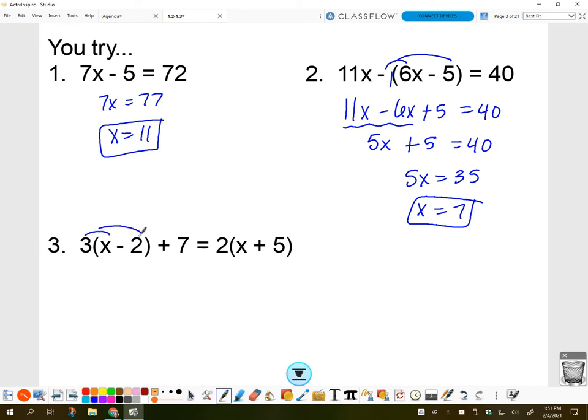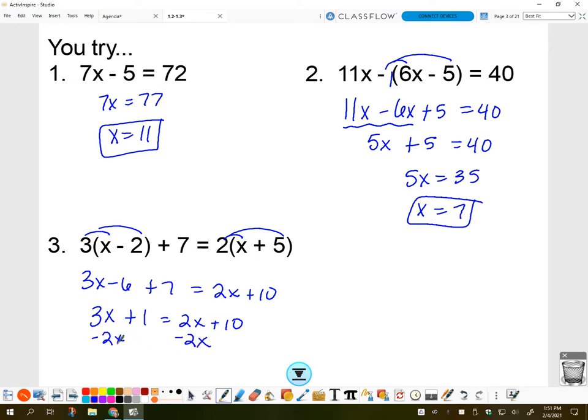Alright, number 3, distribute the 3. Distribute the 2. Combine like terms on each side. In this case, only on the left. Get your variables on the same side. And subtract 1, so we get 9.